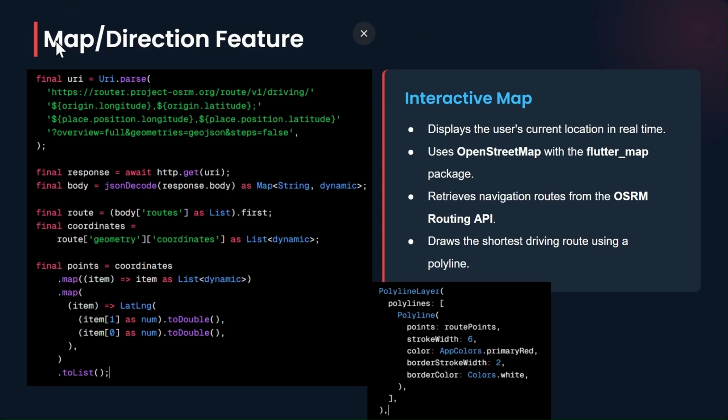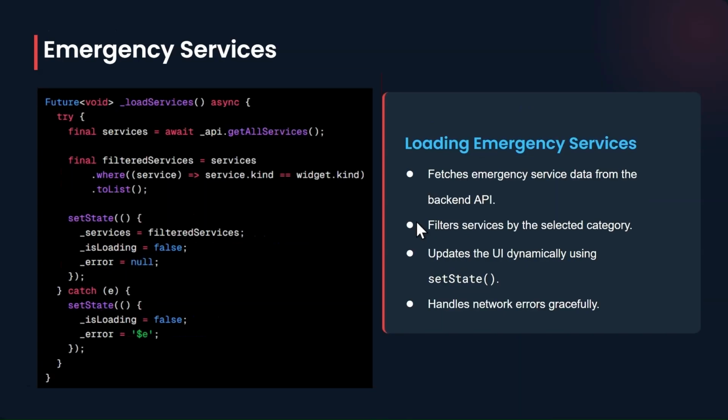Now let's move to the map navigation feature. The logic here is that the application sends an HTTP request to the OSRM routing API, and then the API returns the route as a list of GPS coordinates in JSON format. The code then parses these coordinates and converts them into Flutter latitude and longitude. Here is the polyline layer used to draw the red line path from the user to the service destination.